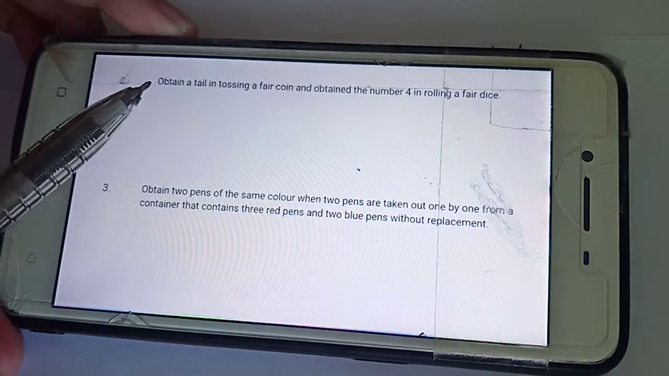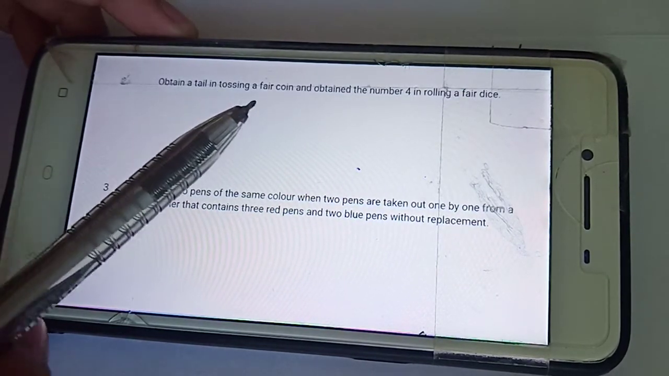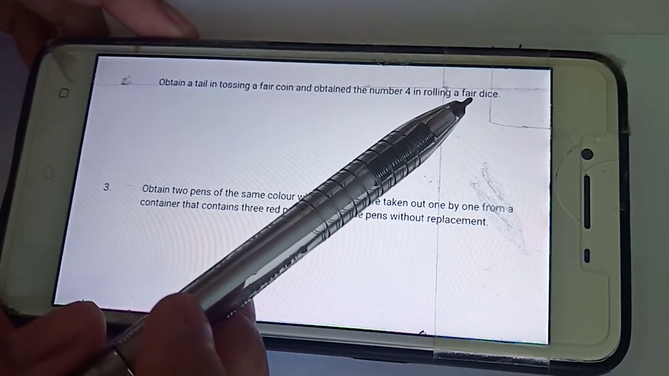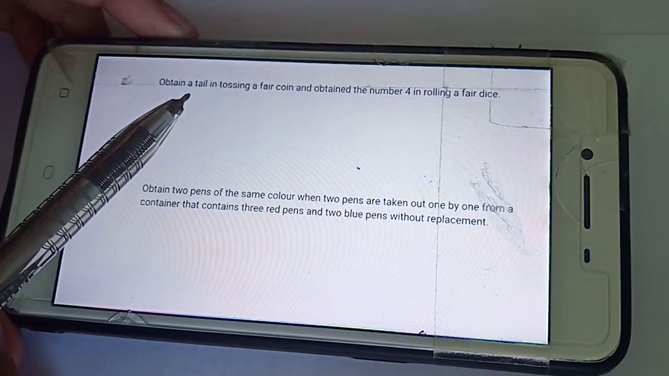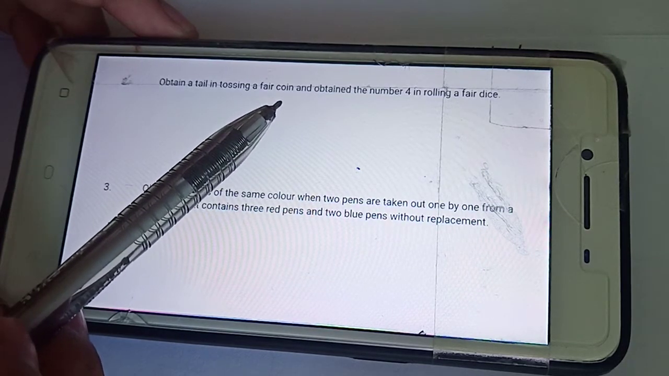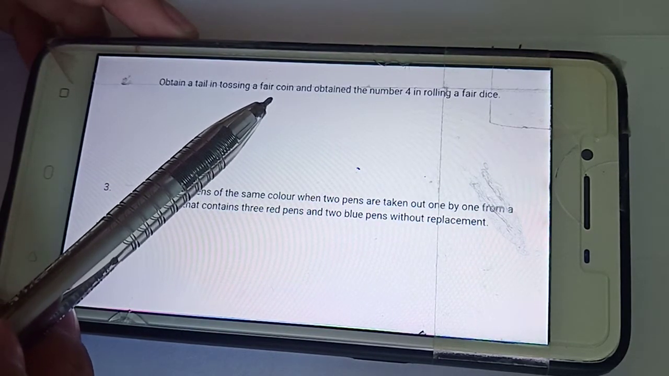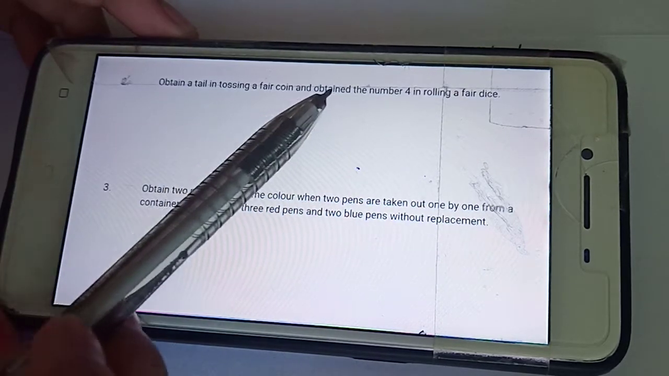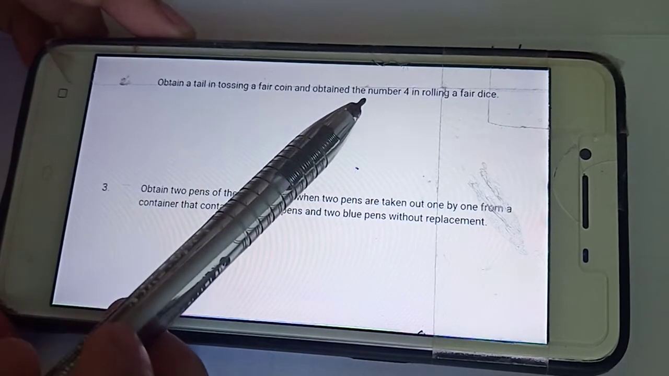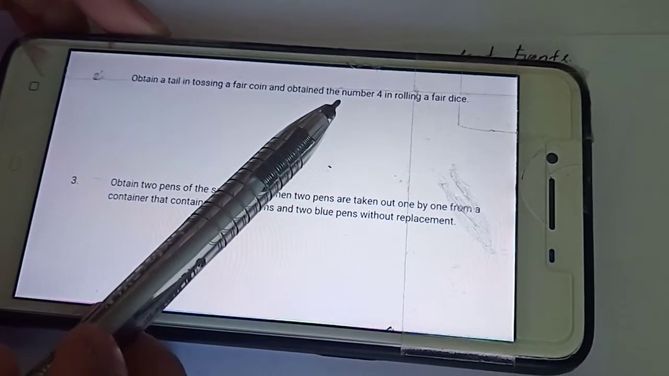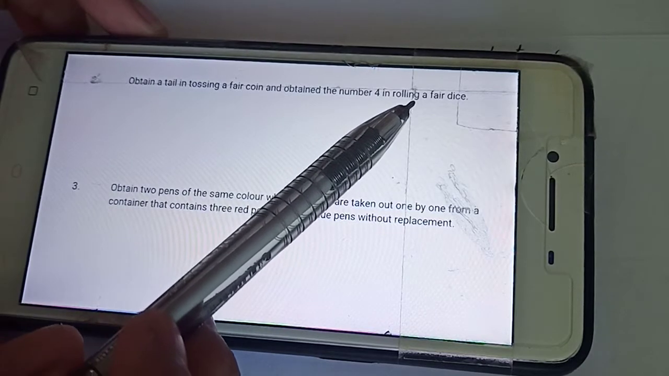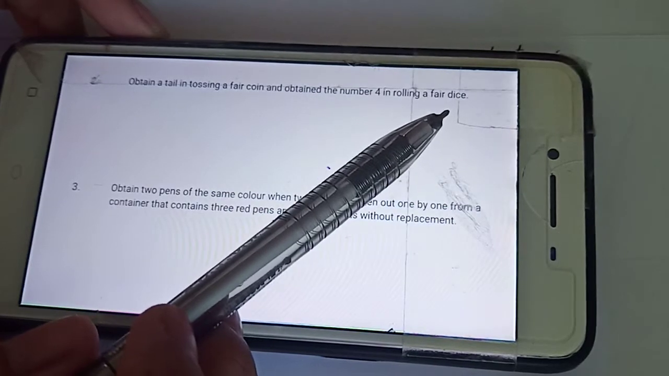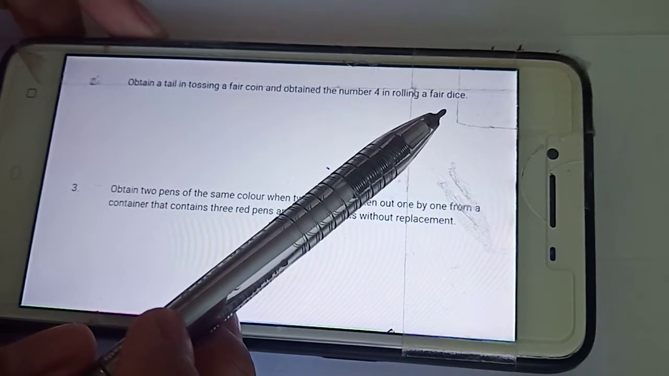Number two, obtain a tail in tossing a fair coin and obtain the number 4 in rolling a fair dice. So event A is tossing a fair coin. A fair coin is a coin with two sides which has tail and head. Okay, so this is the first event, and the second event is obtaining the number 4 in rolling a fair dice. A fair dice is the regular dice, which has numbers 1, 2, 3, 4, 5, and 6.